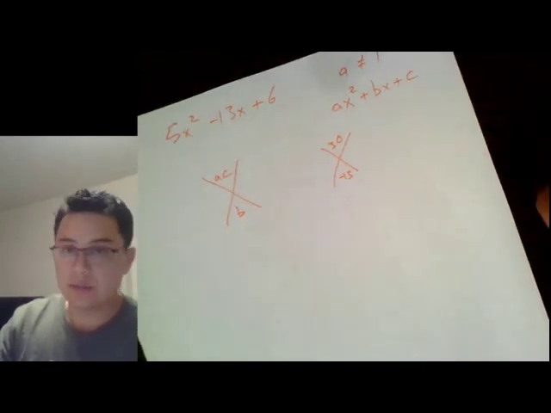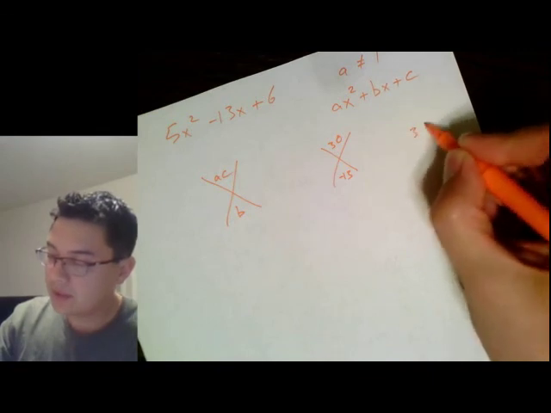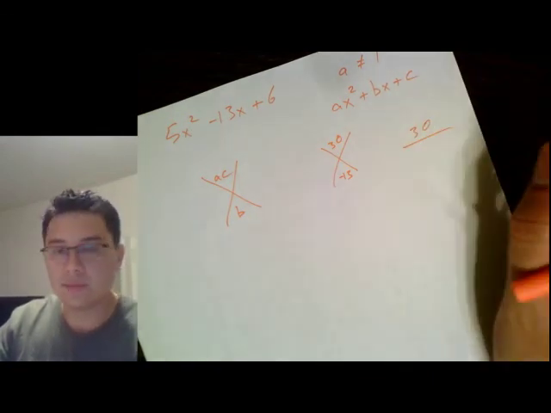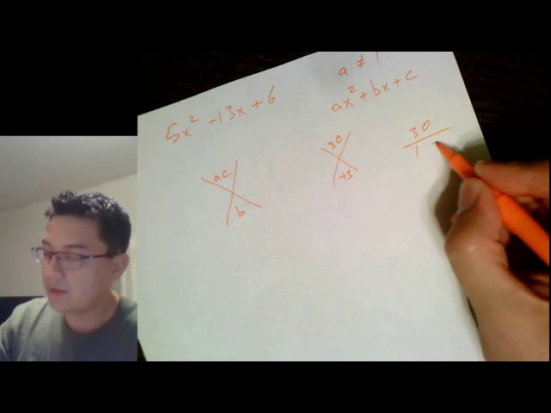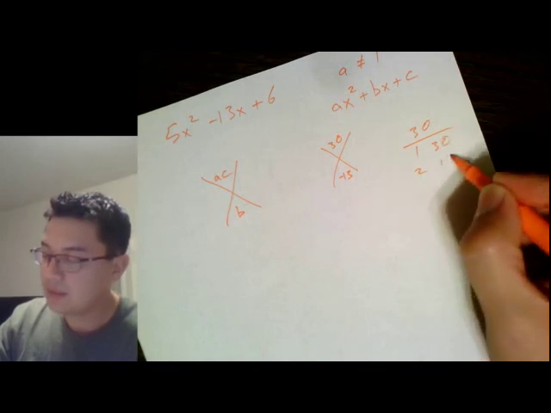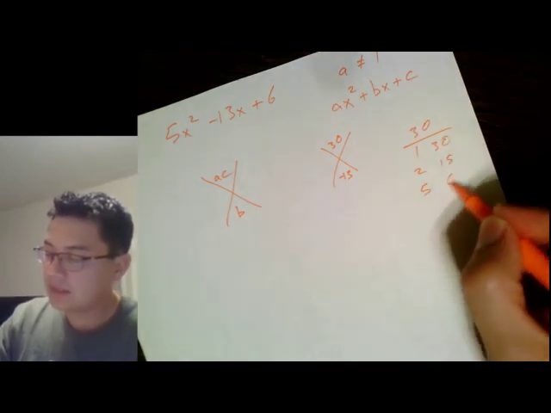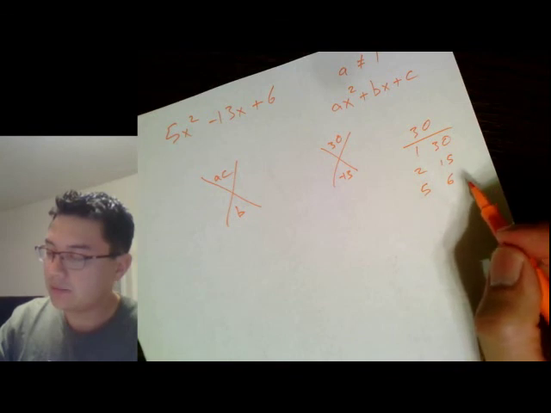So here's how I do this. The way I do this is I'm going to take 30 and make a list of all the possible factors. So I have 1 and 30, 2 and 15, 5 and 6, and what else do I have here?